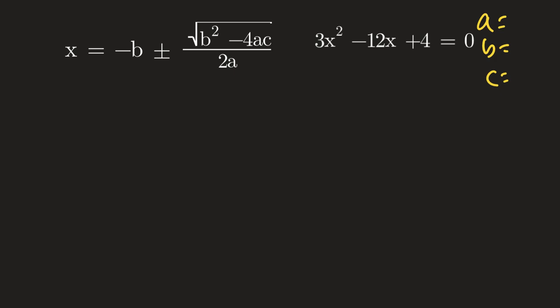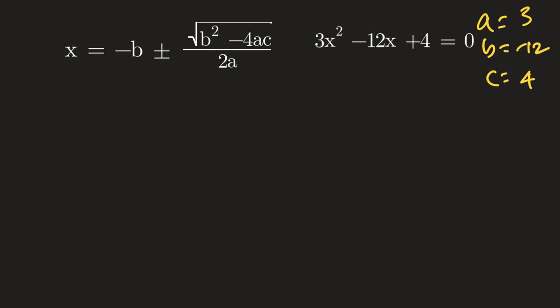Guys, what's our A value? 3. A is 3. What's our B value? Negative 12. Negative 12 for your B value. And your C value? 4. A always comes with x squared. B is always with your x. C is your constant term. Make sure you pick up the minus or plus sign. That's going to dictate positive, negative for you. Everybody good with those three numbers?